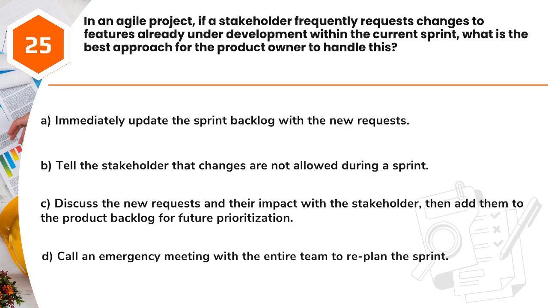Question 25. In an Agile project, if a stakeholder frequently requests changes to features already under development within the current sprint, what is the best approach for the product owner to handle this? A. Immediately update the sprint backlog with the new requests. B. Tell the stakeholder that changes are not allowed during a sprint. C. Discuss the new requests and their impact with the stakeholder, then add them to the product backlog for future prioritization. D. Call an emergency meeting with the entire team to replan the sprint.